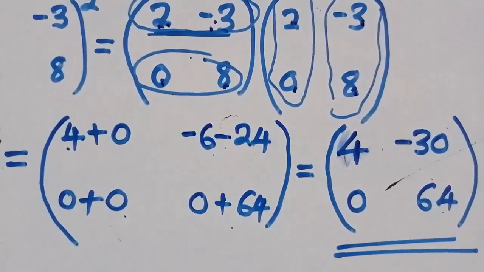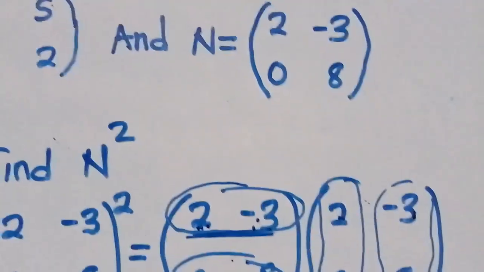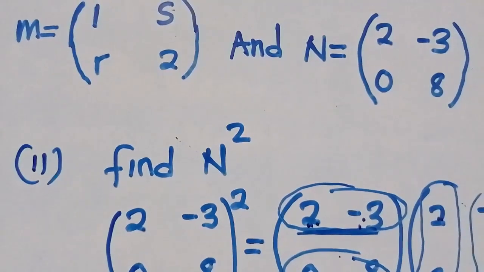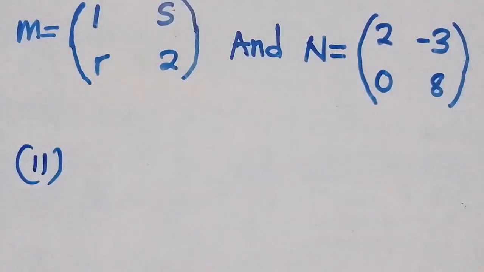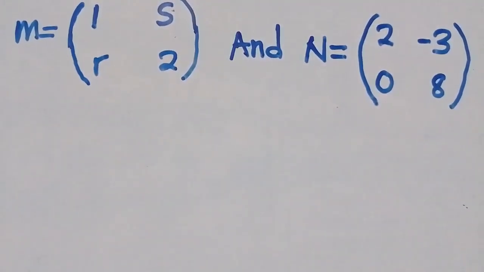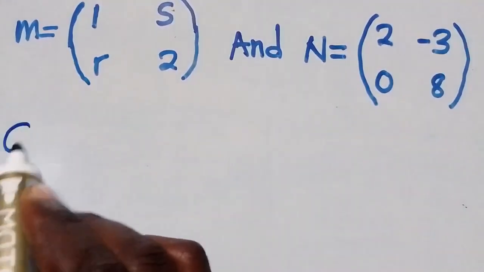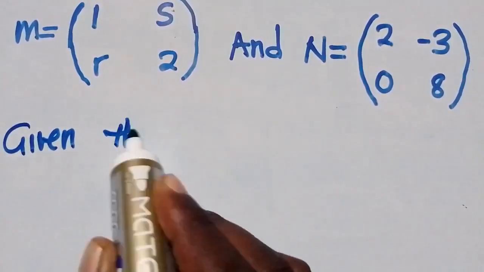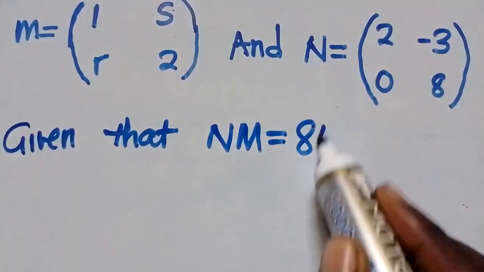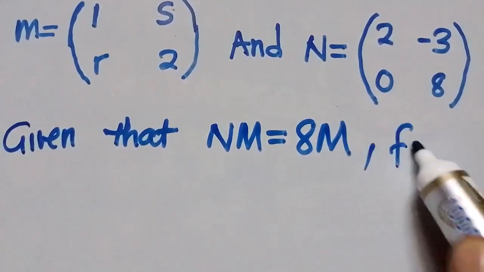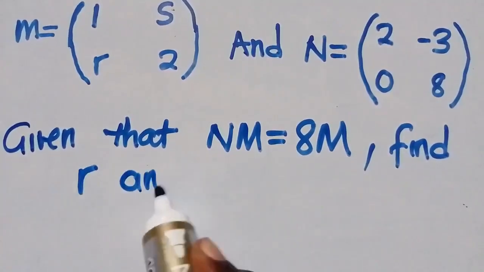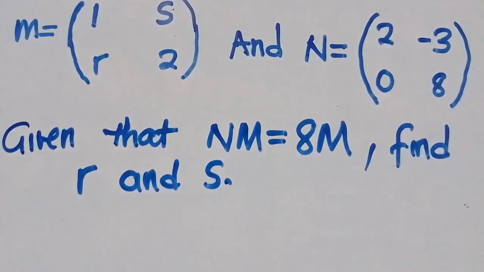Let us move to the third question. These two matrices will help us in all the calculations. The third question is saying, given that mn is equal to 8m, you are told to find the values of r and s. This is what you are told to find.